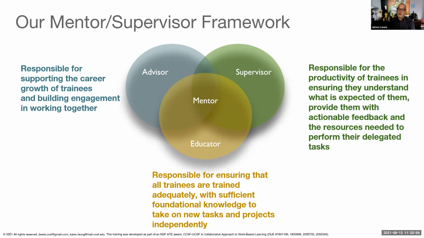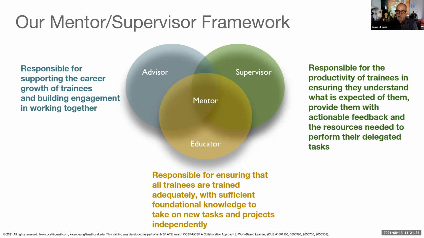The advisor role is responsible for supporting the career growth of trainees and building engagement and working together. The educator role is responsible for ensuring that all trainees are trained adequately with sufficient foundational knowledge to take on new tasks and projects independently. And finally, the supervisor role is responsible for the productivity of trainees in ensuring that they understand what is expected of them, and providing them with actionable feedback and the resources needed to perform their delegated tasks.